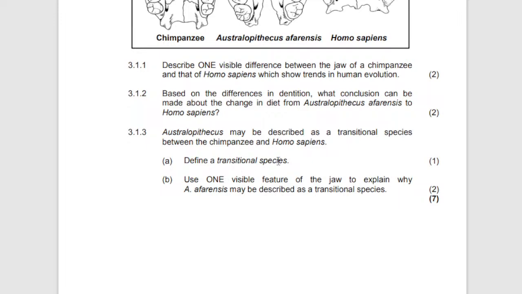Define a transitional species. We say that a species must have the characteristics of the previous ancestor, at least, and then the characteristics of the next species which is following it. Yes, at least it must have both characteristics. Those characteristics must be there.